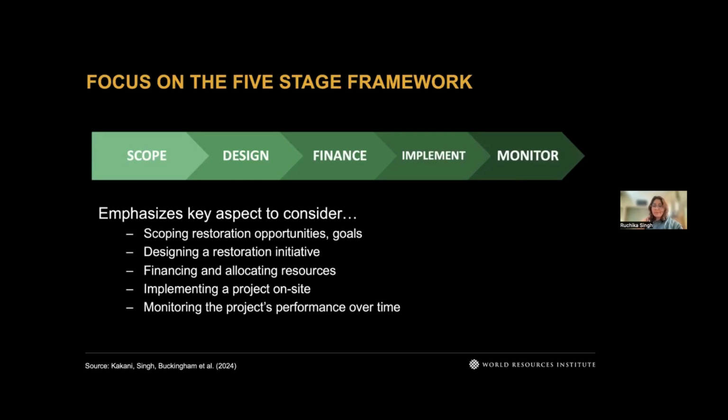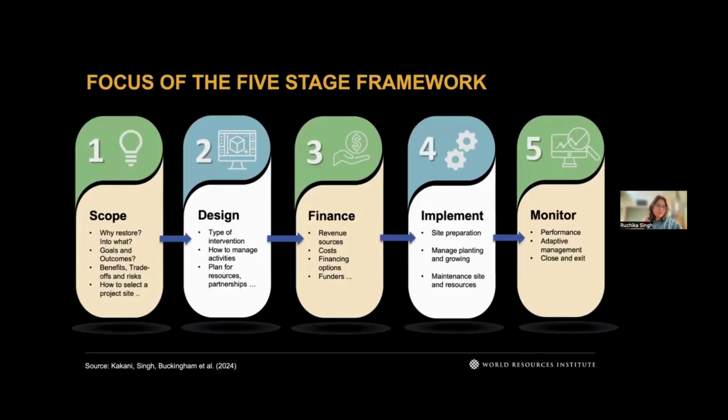And monitoring, very, very critical. We can only know how we are doing if we can track progress of what we have done. So monitoring the project's performance over time, and being adaptive about it, also helps us understand whether there needs to be a change in the design, or if something else needs to happen.